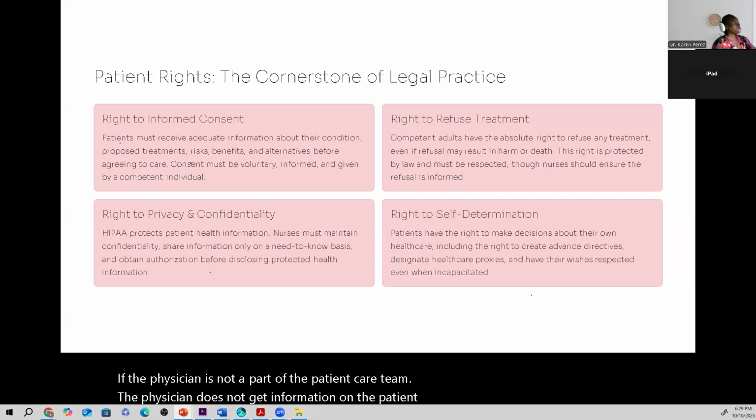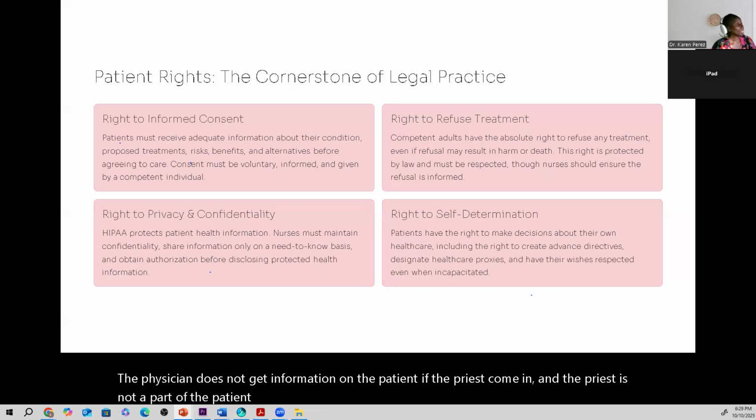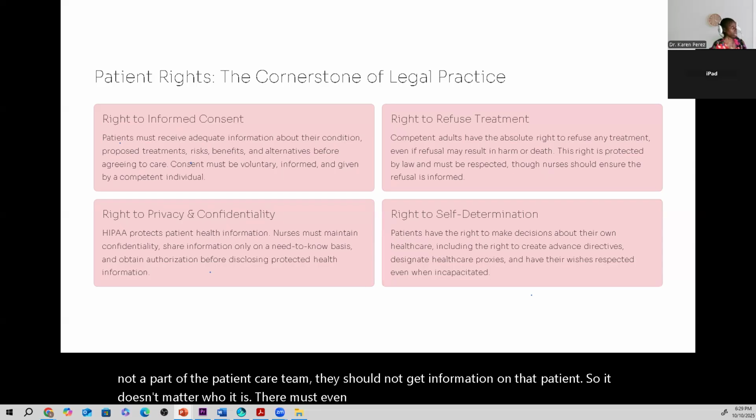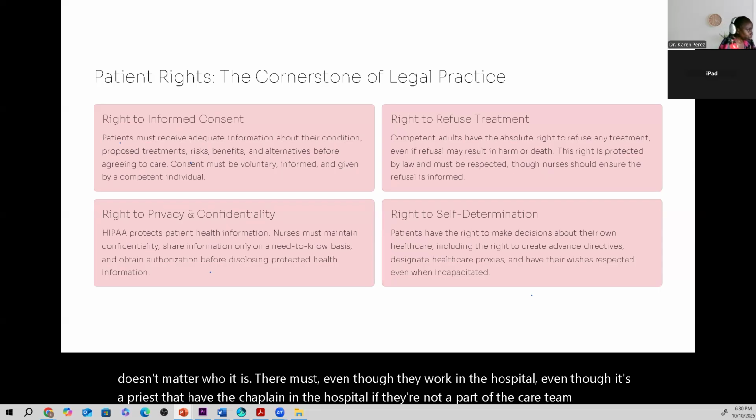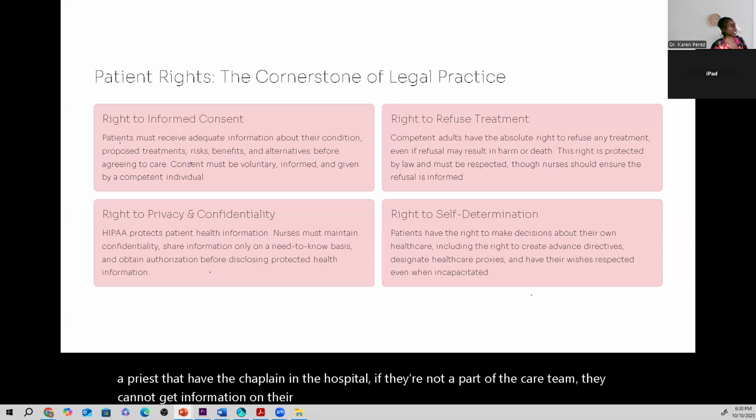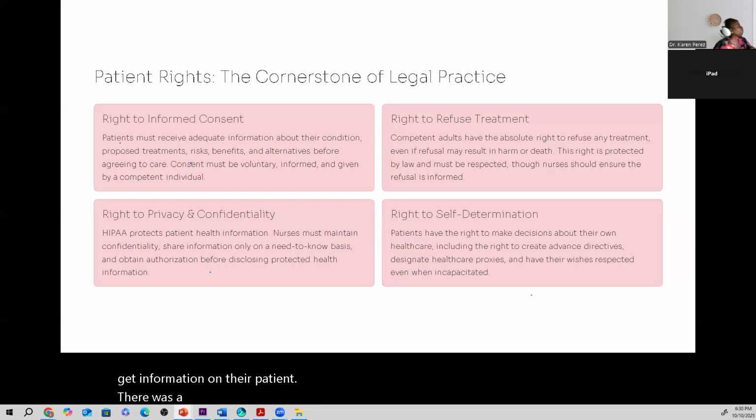If the priest comes in and is not a part of the patient care team, they should not get information on that patient. It doesn't matter who it is. Even though they work in the hospital, even though it's the chaplain in the hospital, if they're not a part of the care team, they cannot get information on the patient.